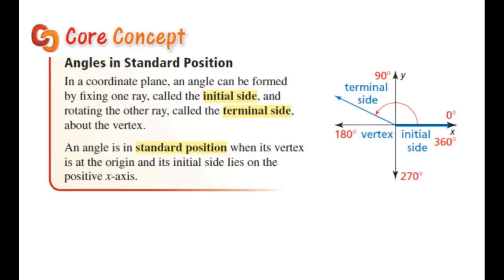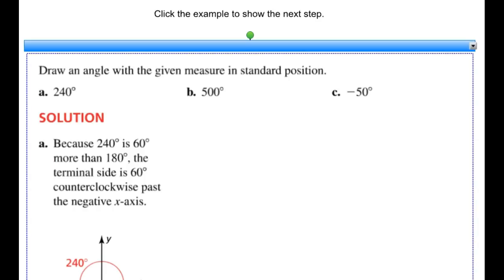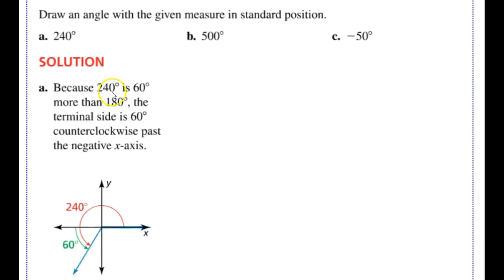Okay, so now let's look at some examples. First I'm supposed to draw an angle with a given measure in standard position. So let's look at this first one. Because 240 degrees is 60 degrees more than 180, I know that my terminal side is going to be right down here. I always start with one ray on my x-axis, and then 240 degrees will get me to about here. And when I'm drawing angles, we always start at the x-axis and go counterclockwise.